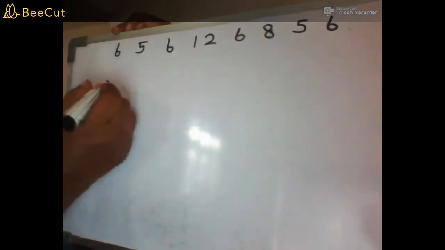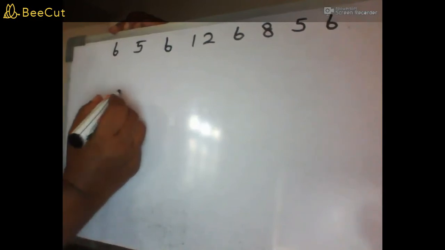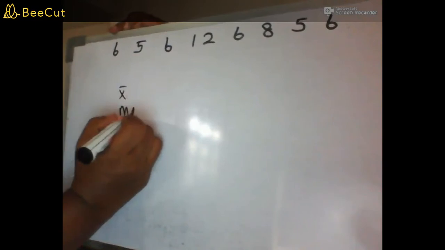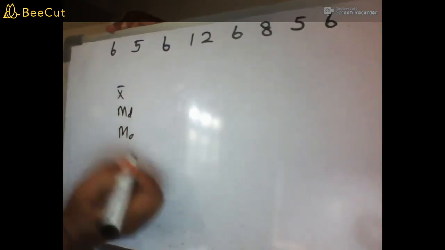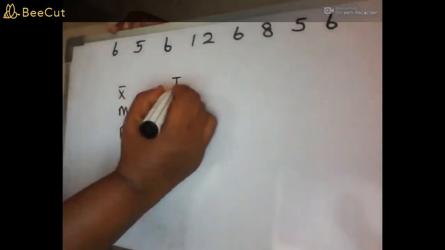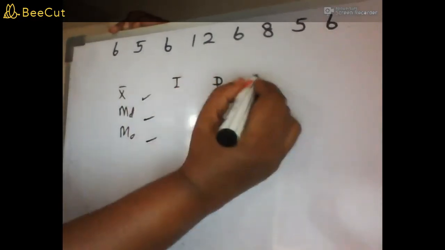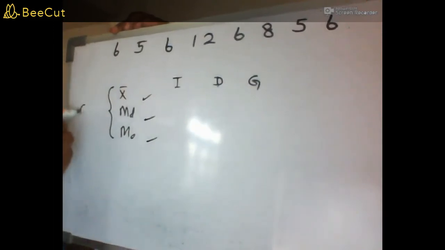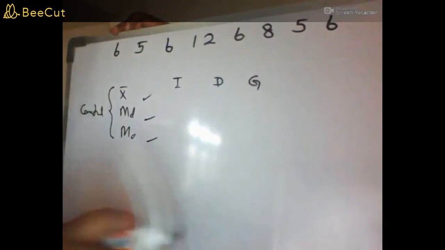Now we did the measures of central tendency. What are those? X bar, median, mode. All right. We did this for individual data, discrete data, and group data. Now this is central tendency, a single value, right? Whereby with a single value we can interpret the results of the whole group.